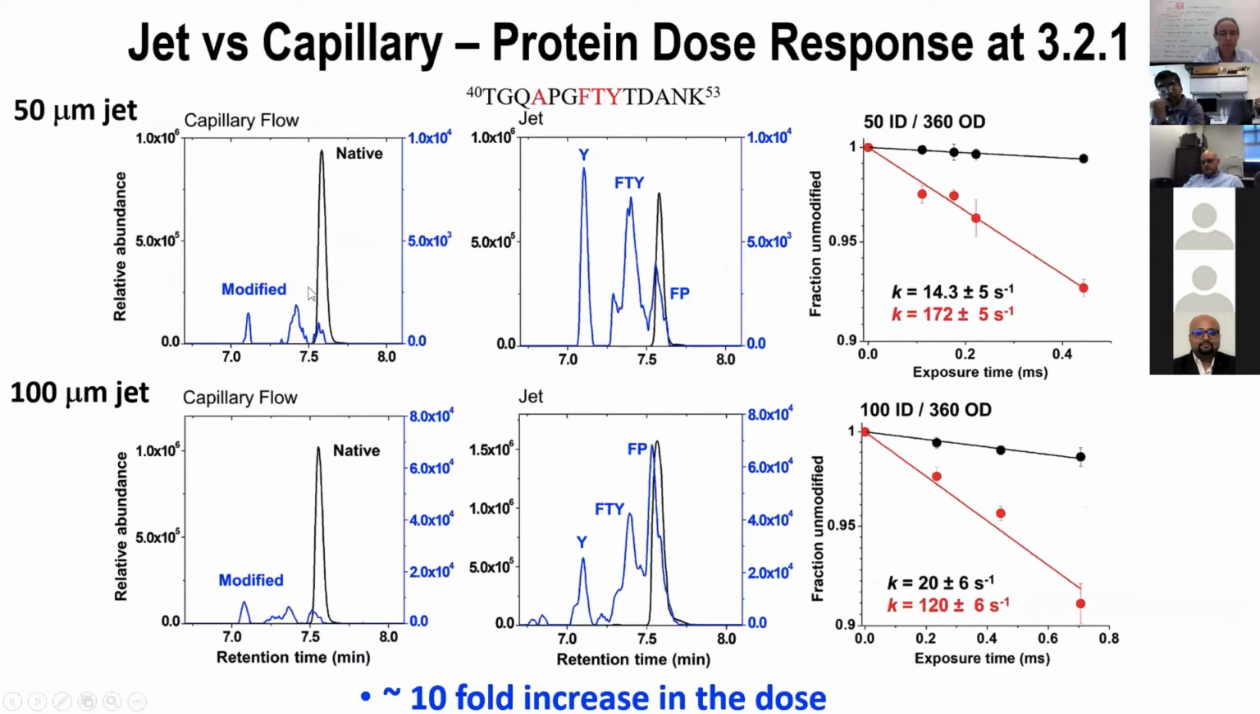Also the quality: with capillary flow, the yield of the oxidation was very low compared to the jet. So we increase the yield of the modification. This is very important because when you do the digestion and mass spec, you need to identify those residues. This will help our precise identification, or sometimes more amount of oxidations.